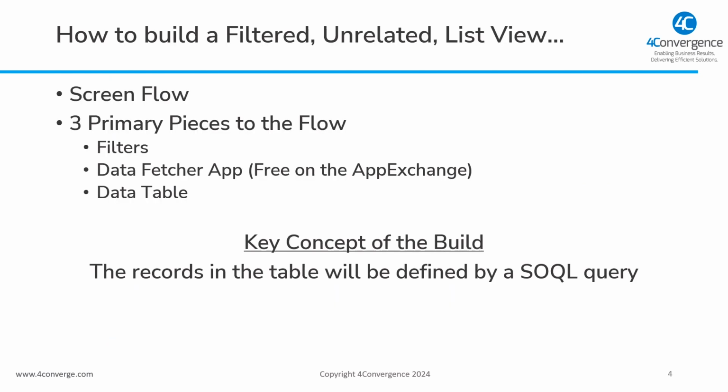Our unrelated list is simply a screen flow within Salesforce with a single screen. The screen will contain three components: the filters that are used to specify the records, an app called Data Fetcher, and a data table. One key concept to understand is that the records within the table can come from any object within Salesforce and be defined by any criteria, provided it can be done with a SQL query.